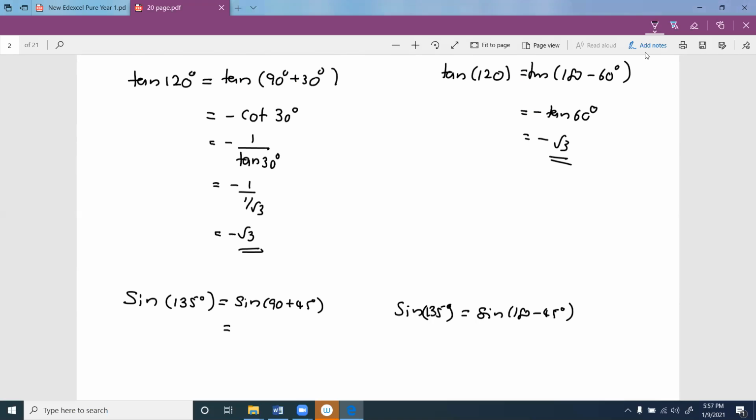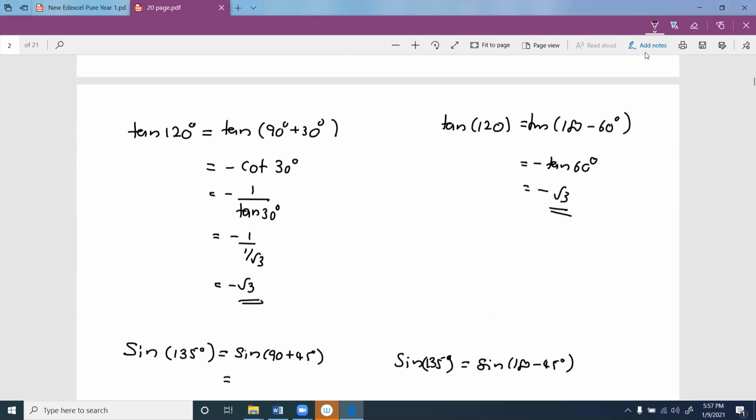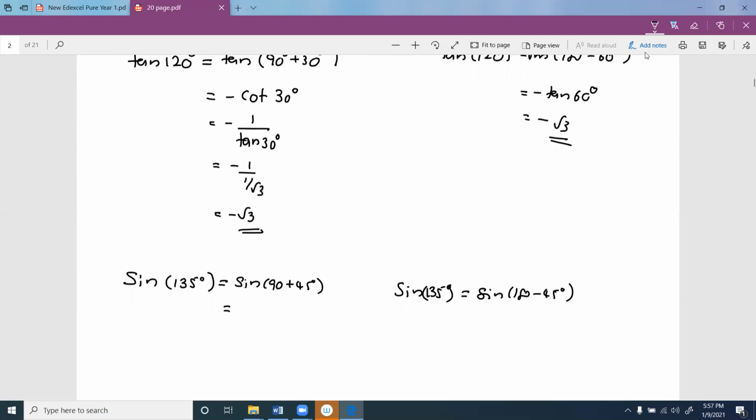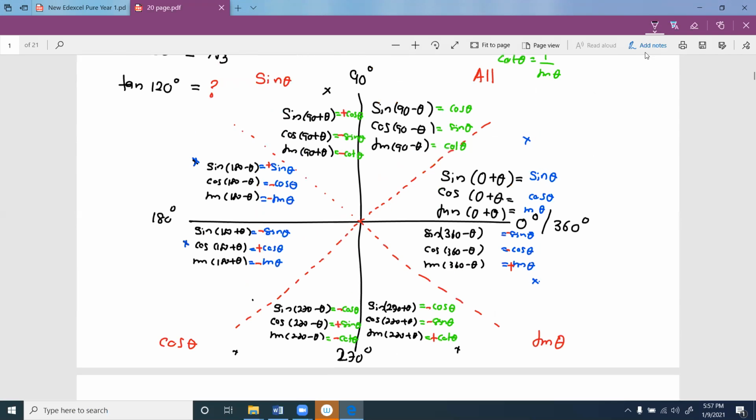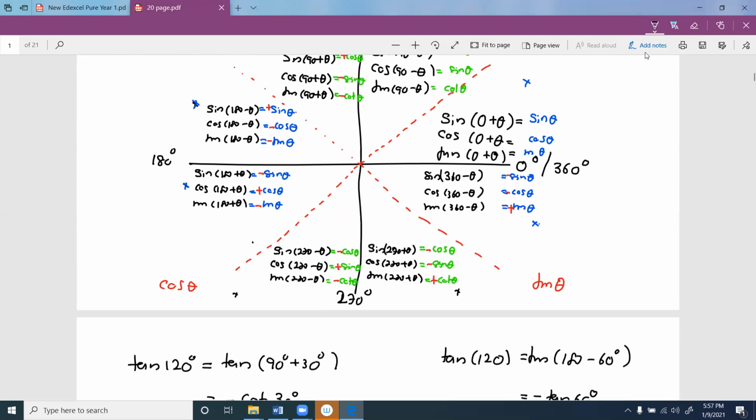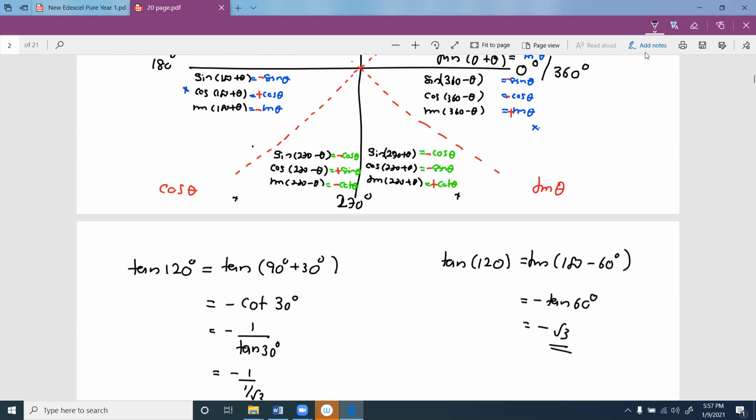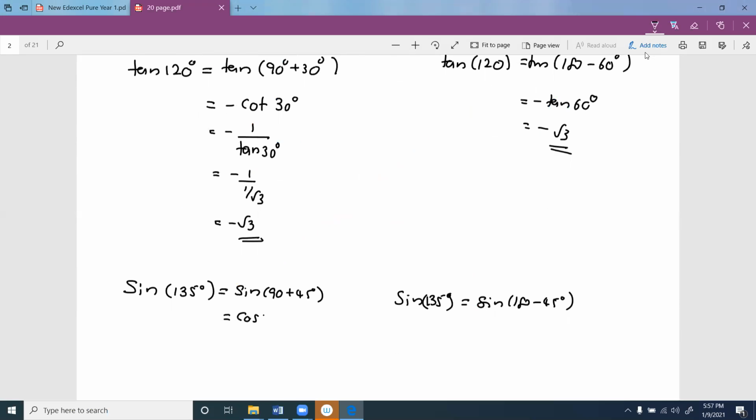Sine 90 plus theta is how much? Sine 90 plus theta equals cos theta. That is, you can say, cos 45. So if you use the table, or you can even use the calculator, it is 1 over root 2. Sometimes the calculator might give you the rationalized answer for this. Right. It doesn't matter.